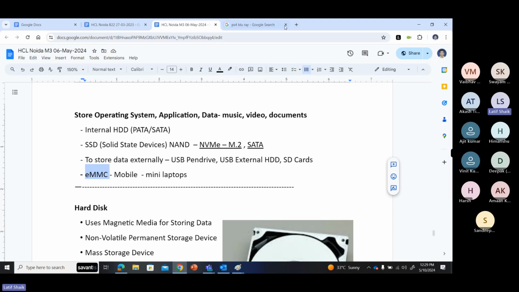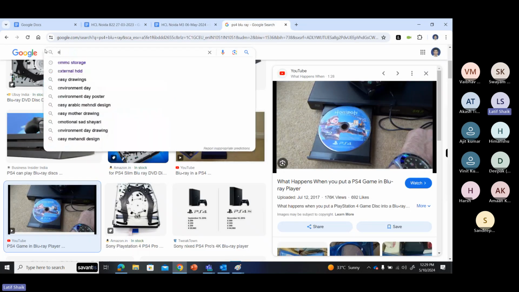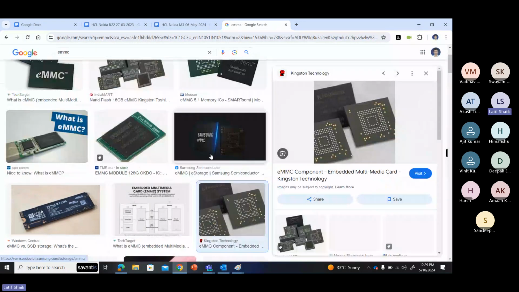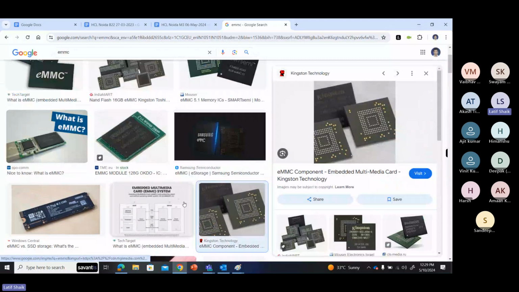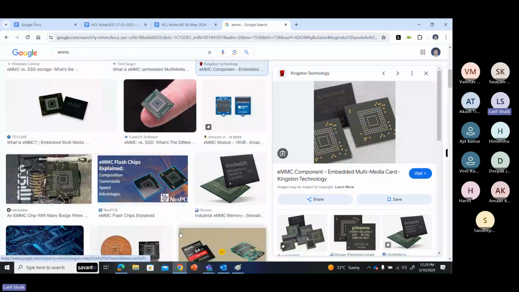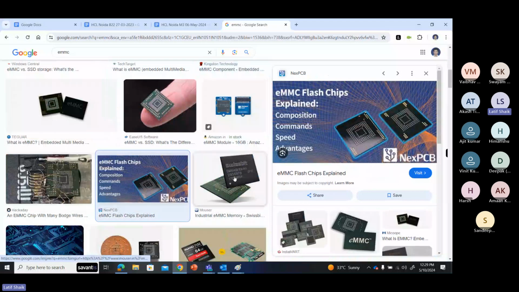eMMCs. What is eMMC? These are small chips. You can see there is a small chip in your mobile when you check your mobile phone. That is the internal storage. Internal storage 32 GB, 64 GB, 128 GB. What is the internal storage of a mobile phone? The storage device is eMMC. It is directly on the motherboard, directly on our mobile phone motherboard. So that is eMMC chips.